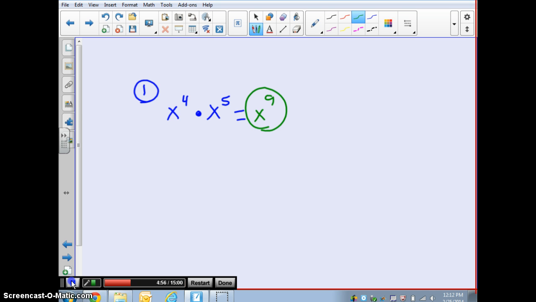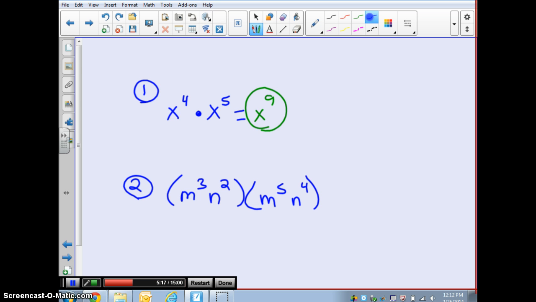Why don't we try doing one more? This time, we're going to do m to the third n squared times m to the fifth n to the fourth. So why don't you press pause a minute and see if you can multiply this out and come up with your final answer.